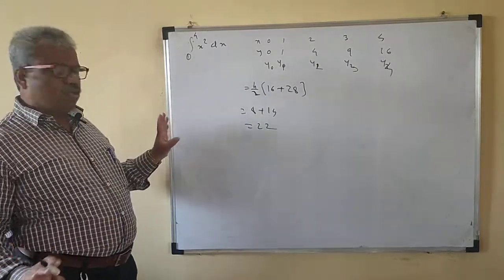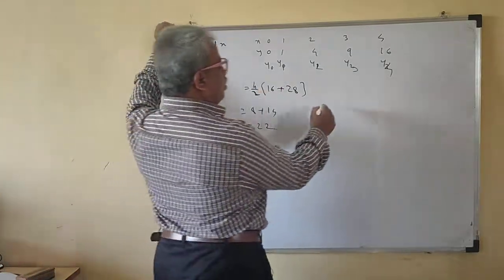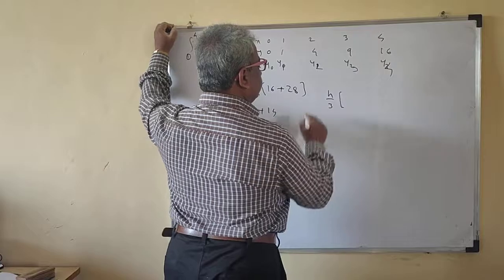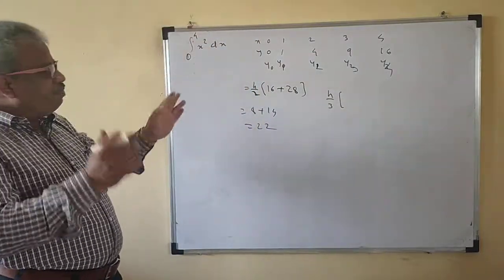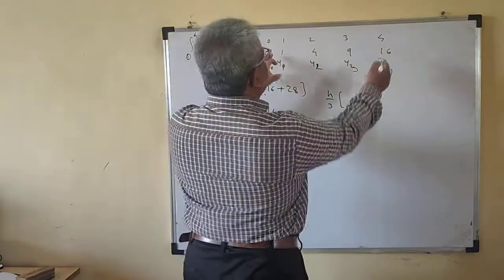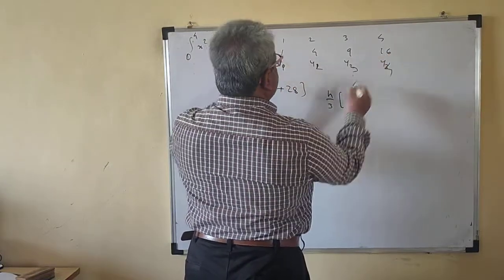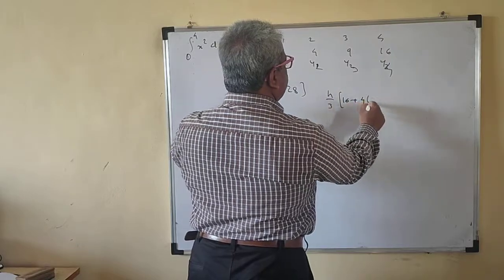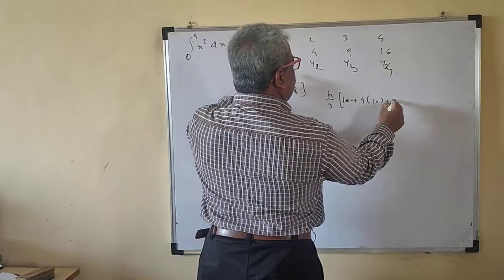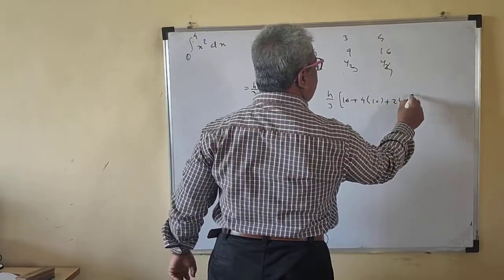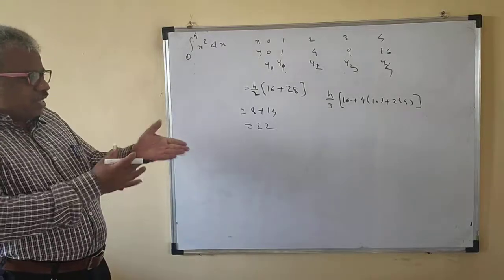Now by Simpson's 1/3 rule, which is also applicable, that is h by 3, and h is 1, no problem. You have to take the sum of the endpoints, 0 and 16, plus 4 times the odd suffixes, which is 10, plus 2 times the even suffixes, which is 4. Directly you can write the value in this way.